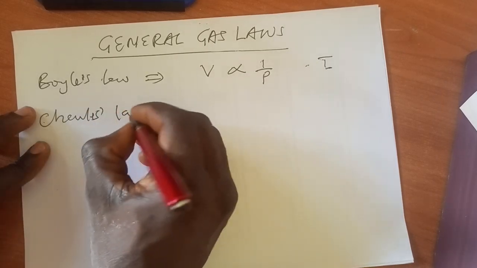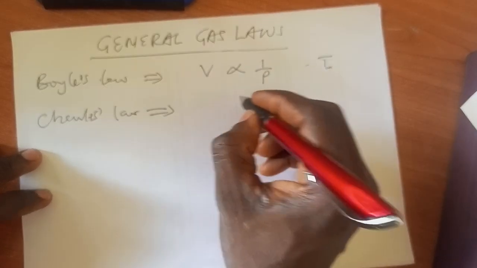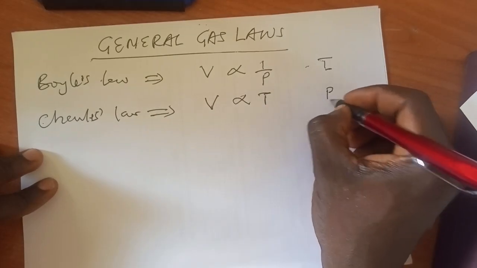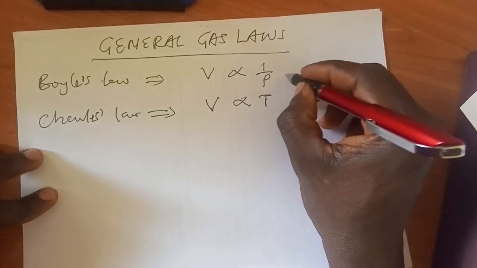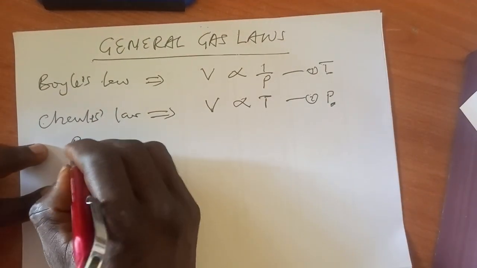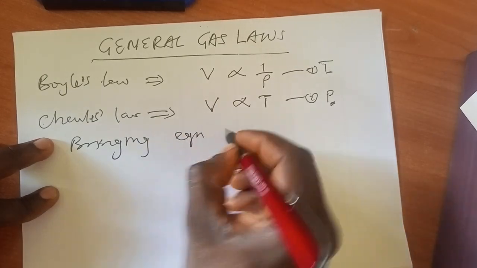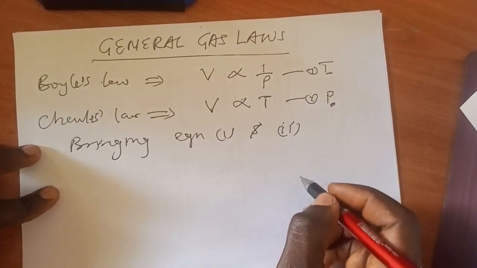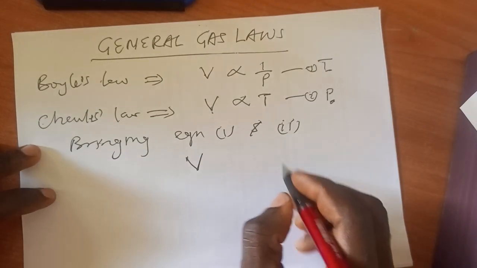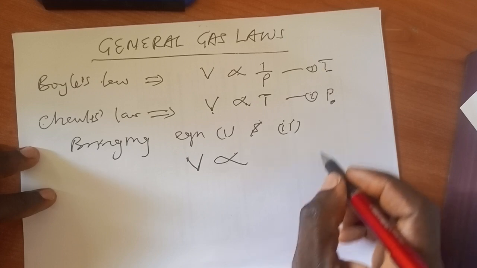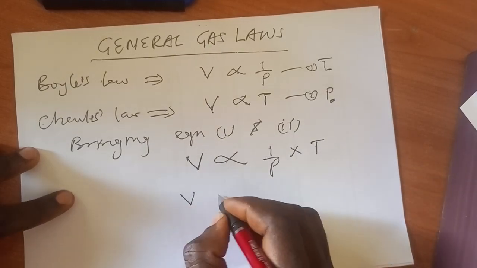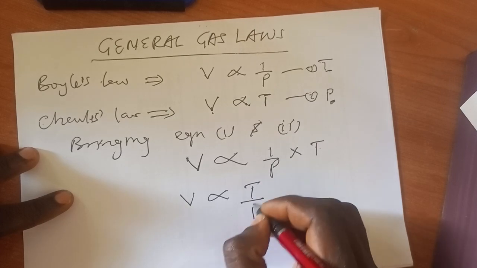Then what is Charles' law? When you combine Boyle's law and Charles' law, you'll have the general gas law. Charles' law explains that volume is directly proportional to the temperature at constant pressure. Pressure is constant here. If we call this equation 1 and this equation 2, let's bring equation 1 and 2 together. What you are going to have is that this is volume and this is volume. It explains that the same volume of the fixed mass of gas, with the sign of proportionality, is 1 over P times T. Then you have volume directly proportional to T over P. Do you understand?